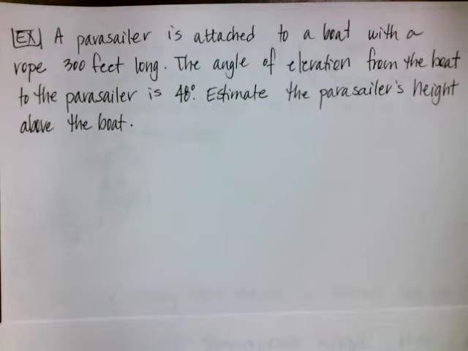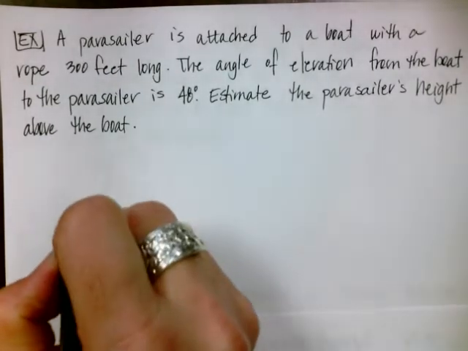Parasailer, those are the guys that are kind of cruising along up in the air behind a boat. The angle of elevation from the boat to the parasailer is 48 degrees. Estimate the parasailer's height above the boat. So the first thing that we always do is draw a picture.